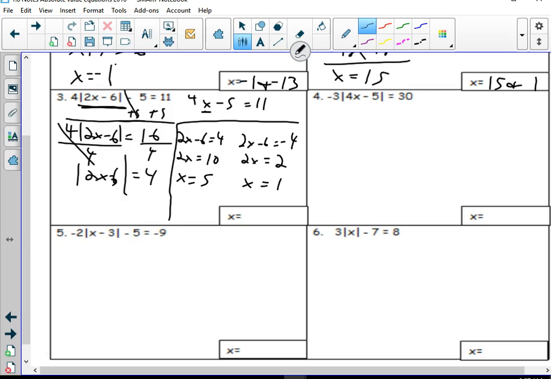Let's check the 5. 2 times 5 is 10. 10 minus 6 is 4. The absolute value of 4 is 4. 4 times 4 is 16. 16 minus 5 is 11. Bingo! Now 2 times 1 is 2. 2 minus 6 is negative 4. But the absolute value of negative 4 is also 4. Times 4, 16 minus 5 is 11. Boom. Got it.